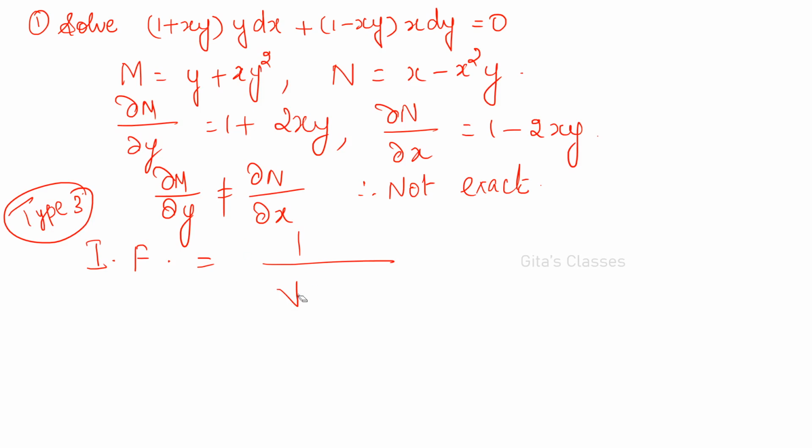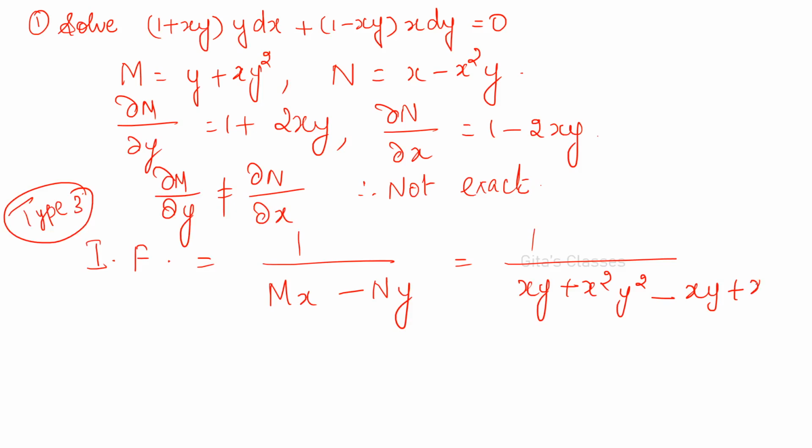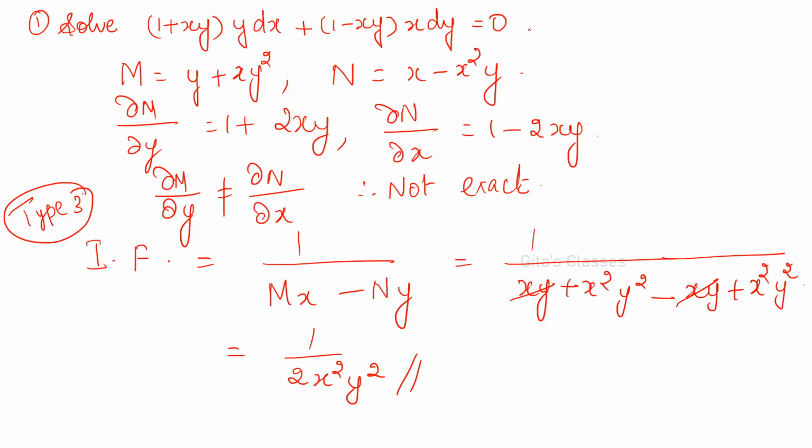So here the integrating factor is 1 by (Mx minus Ny), which is equal to 1 by, what is M, y into (xy plus x squared y squared) minus of (1 minus xy) into... so xy plus x squared y squared. So xy and minus xy will get cancelled. You will be getting 1 by 2x squared y squared as our integrating factor. Then what is the next step? We have to multiply the given equation by the integrating factor.